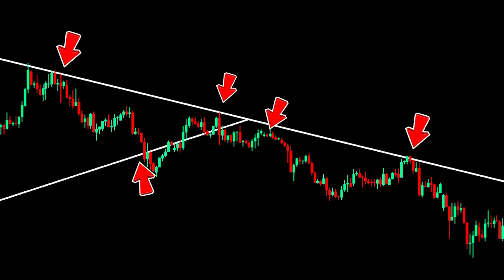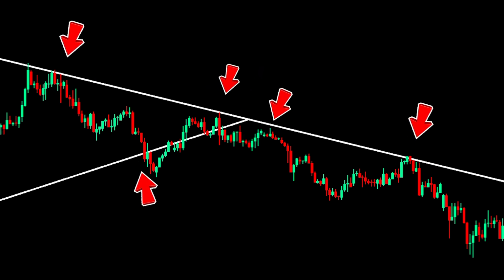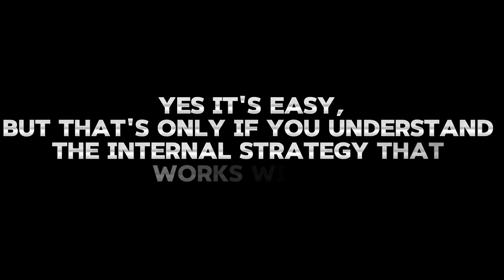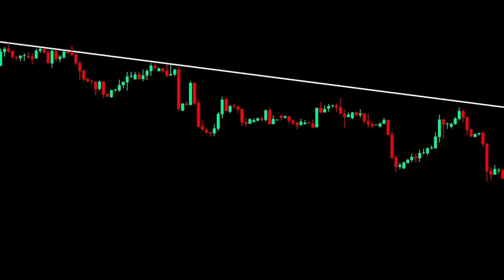Many traders see the trend lines as a very easy trading strategy, but a lot of them are actually not making money from it. And that's because they don't understand how the trend lines really work. Yes, it's easy, but that's only if you understand the internal strategy that works with it. And that's exactly what I will be teaching you. In this video, I am going to be teaching you how to trade the trend lines the correct way, using the same strategy that I have been using for more than a decade now.